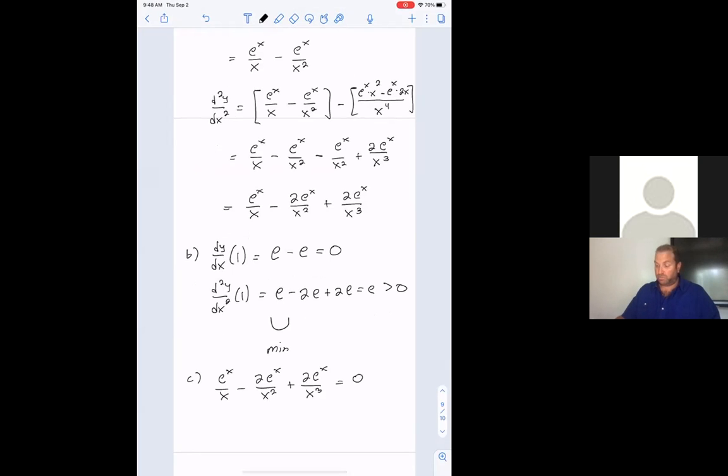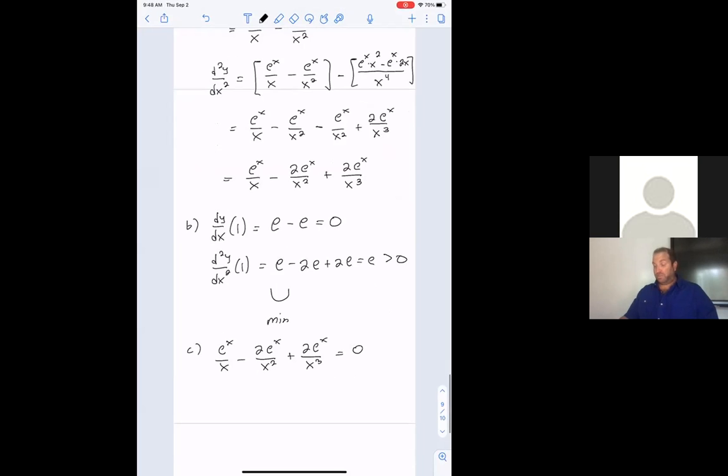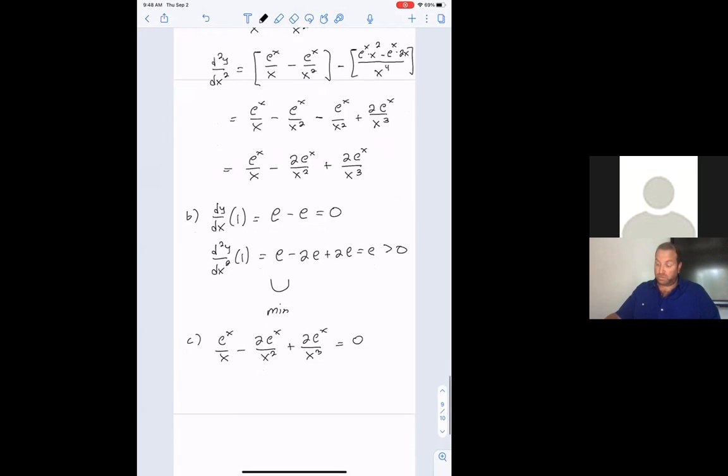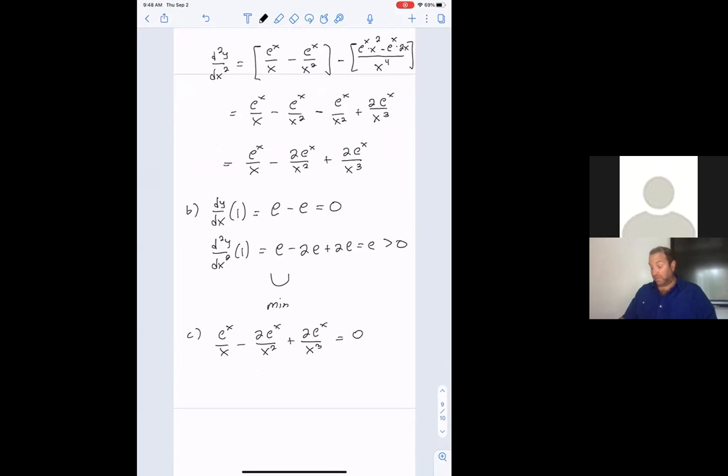Set it equal to 0 and see if we get nonsense. So the first thing I'm going to do is get a common denominator of x cubed. So multiply the first one by x squared over x squared. That gives me x squared e to the x. The second one I multiply by x over x, which gets me 2x e to the x. The third one I already have over x cubed, so I don't have to do anything with that, equals 0.